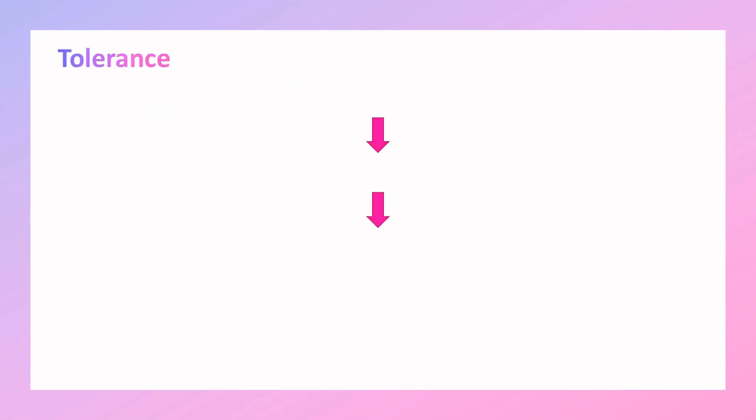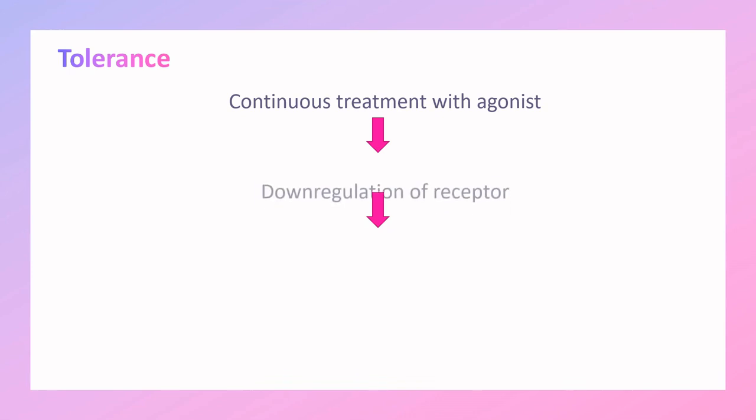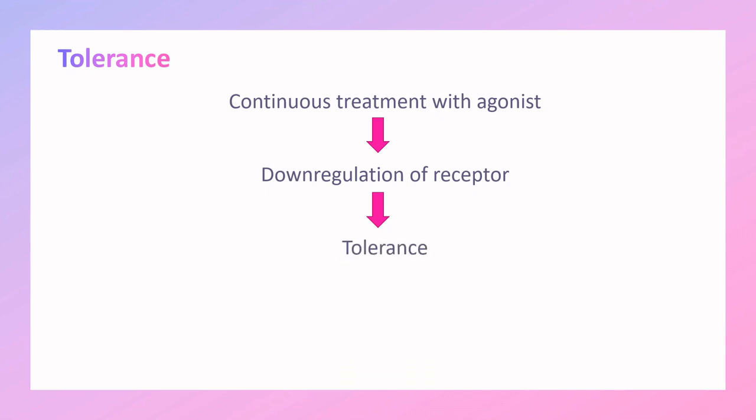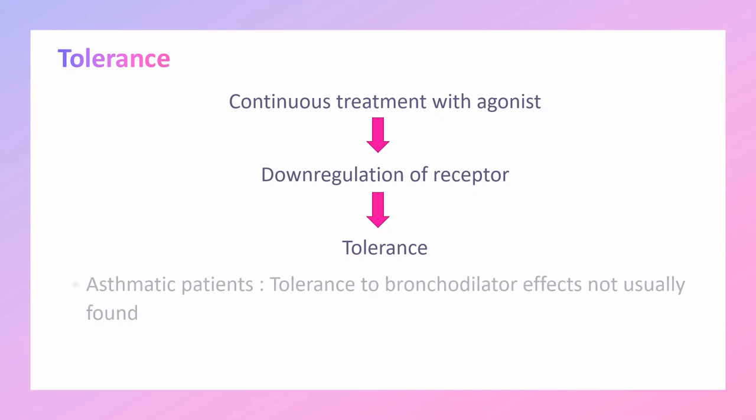So now let us discuss a phenomenon that is known as tolerance. So what is tolerance? When we continuously treat a patient with an agonist, there can be down regulation of the receptor. Because of the down regulation of this receptor in which the agonist was supposed to act, the drug effect now becomes very less. Hence the patient develops a tolerance to the use of these agonists.